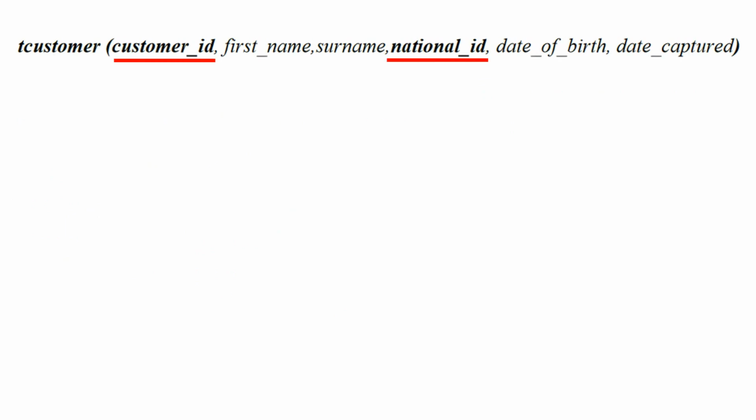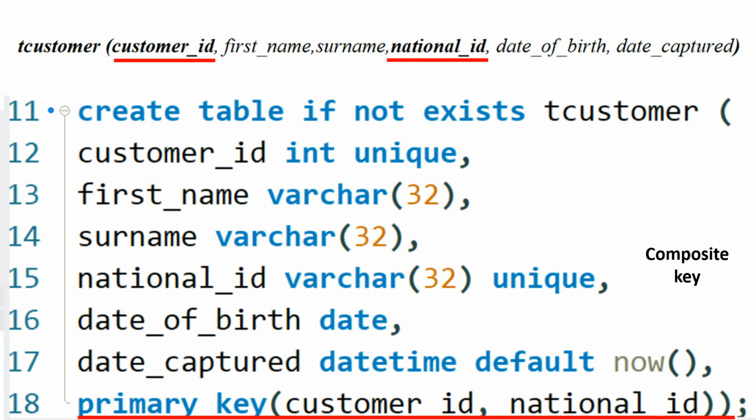Then we have T customer. The question was asking us to create T customer, so this is what you are supposed to write. This is it. Create table, line number 11. Create table if not exists, T customer. Customer ID int unique. But you must also remember that the moment you say customer ID int unique, it becomes a candidate key. First name varchar 32, that's another variable. Surname, that's another attribute. Surname variable character, 32 characters. National ID variable characters, 32 unique. Date of birth, date captured, datetime. Datetime, that's a data type.